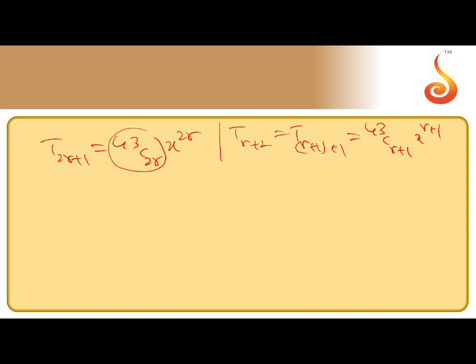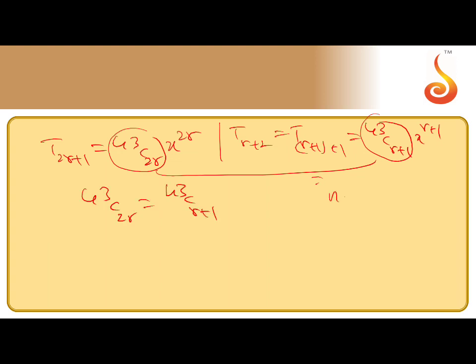So T(2r+1) is 43C2r x power 2r. T(r+2) means T(r+1+1), that is 43C(r+1) x power r plus 1. So now what is given, coefficients are equal. This value equal to this value. Both the values are equal. So they are given 43C2r equal to 43C(r+1).